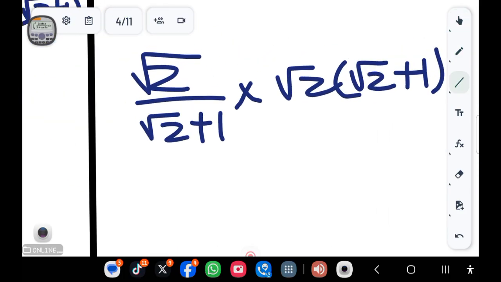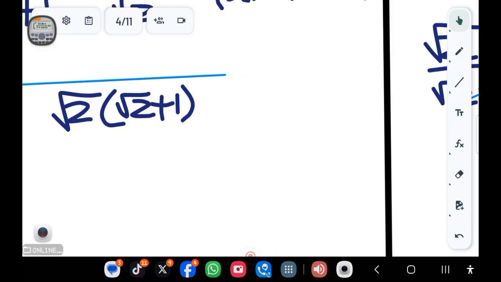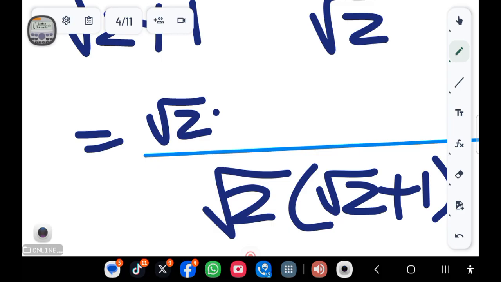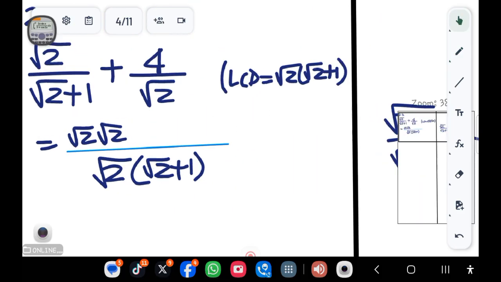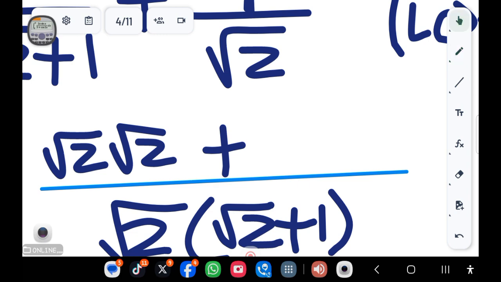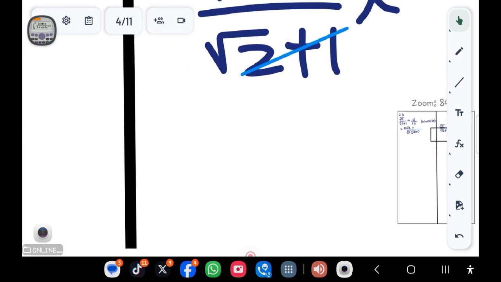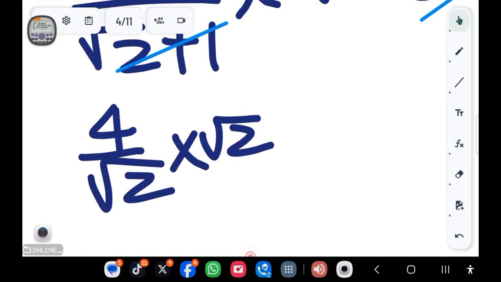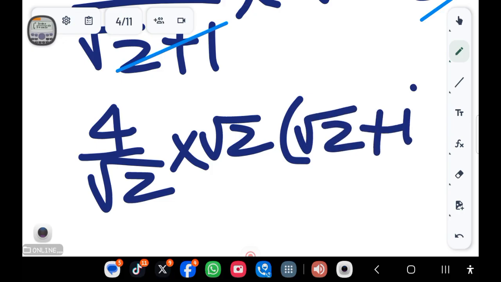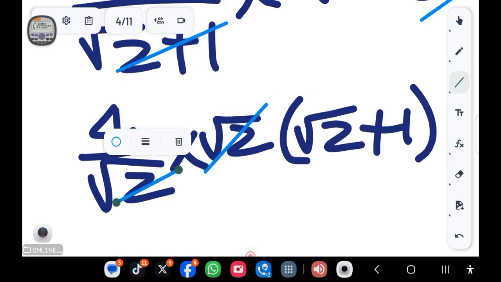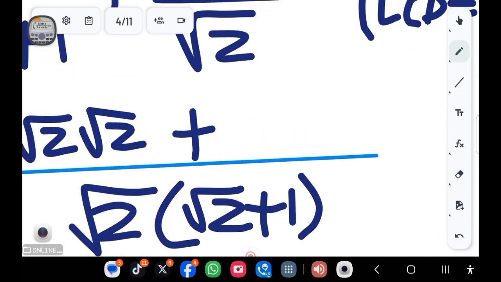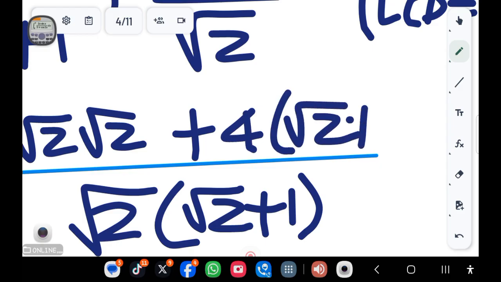So now you've got your square root of 2 plus 1 cancelling out, and that leaves you with square root of 2 times square root of 2. Now we multiply the LCD by this fraction, 4 over root 2, and the square root of 2 now cancels out. That leaves us with 4 times square root of 2 plus 1. So it's 4 times square root of 2 plus 1.